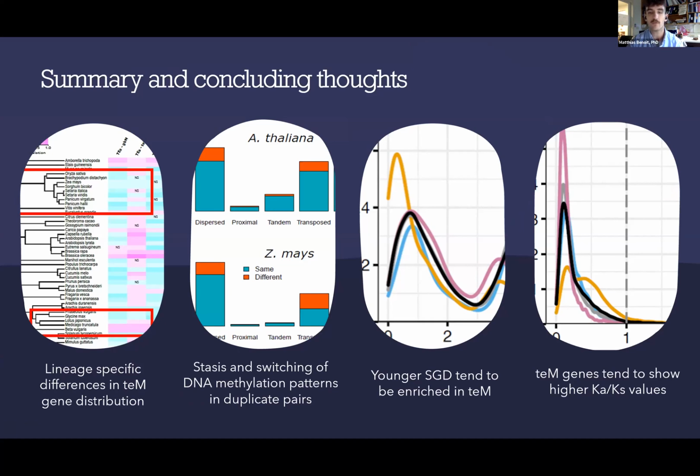We have already plenty of questions in the Q&A box, and I will start with this one from Andrew Fowdry. He's asking, do you believe the patterns for methylation of young single gene duplication events will also be seen in transgenic genes or transgenic events? Yes, so that is like an extension of this work.